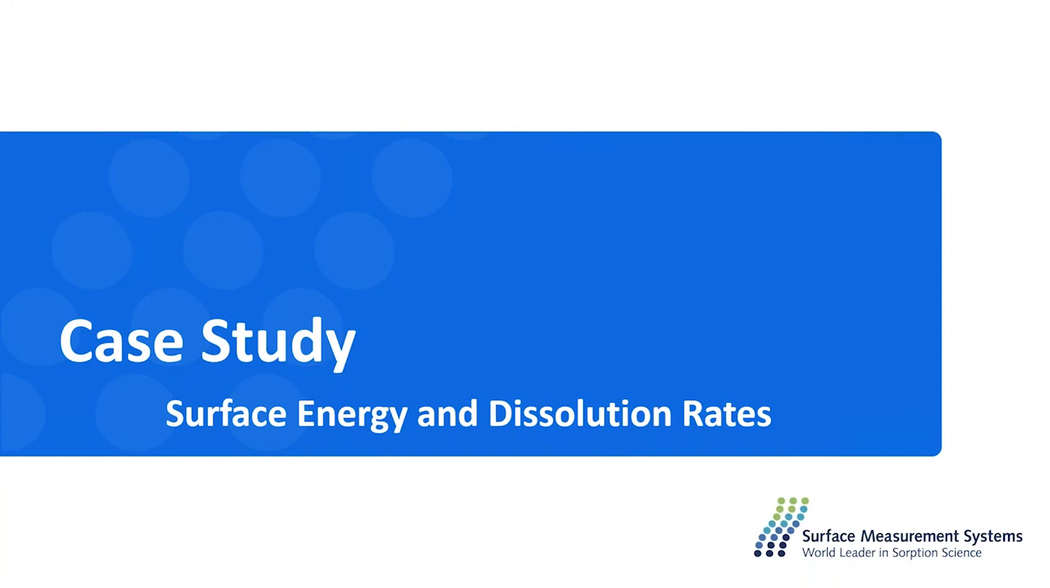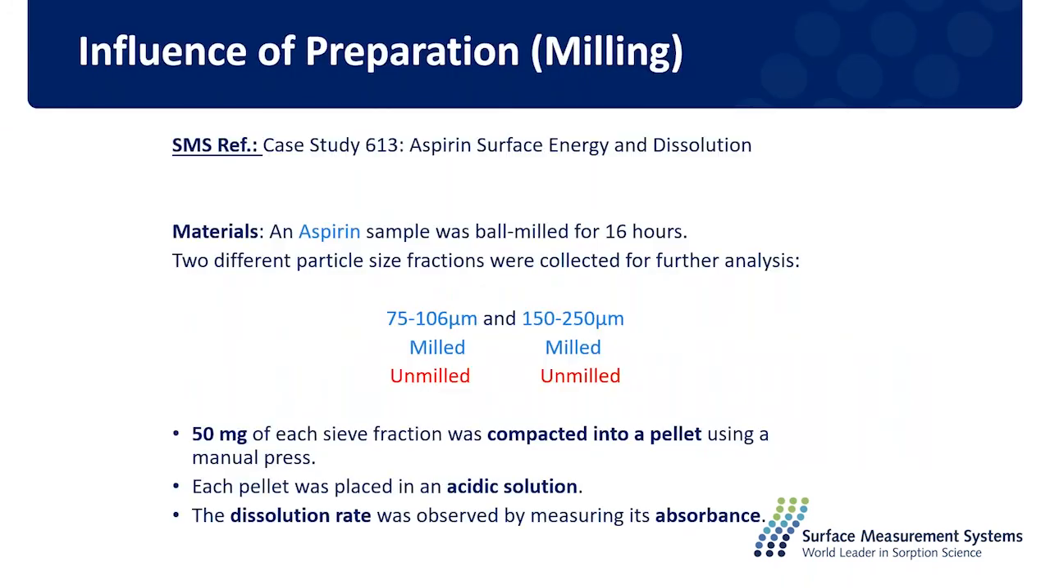So for our next case study, we're going to be looking at how we can measure the surface energy of a sample and predict that to something like dissolution rates. In this case study, we had a sample of powdered aspirin, and we ball milled this sample for 16 hours and then separated them into two groups. We have our as received group, which is just our unmilled group, and our milled group. To each of these groups, we separated them further into two different particle size fractions, our smaller particle size fraction and our larger particle size fraction.